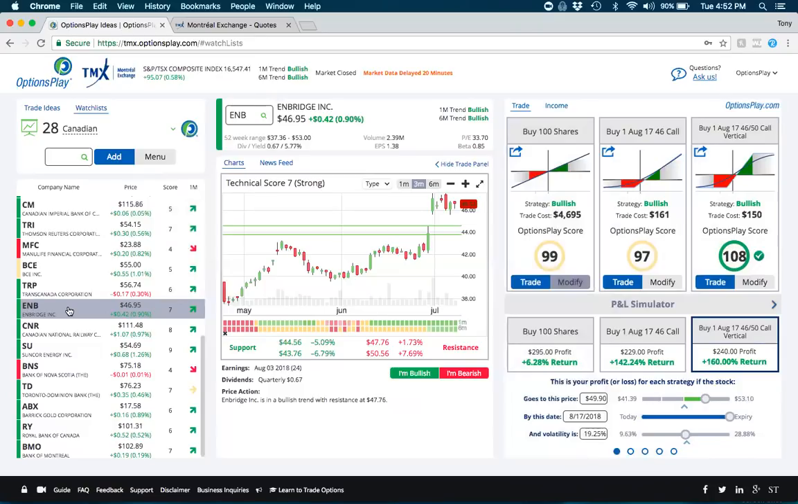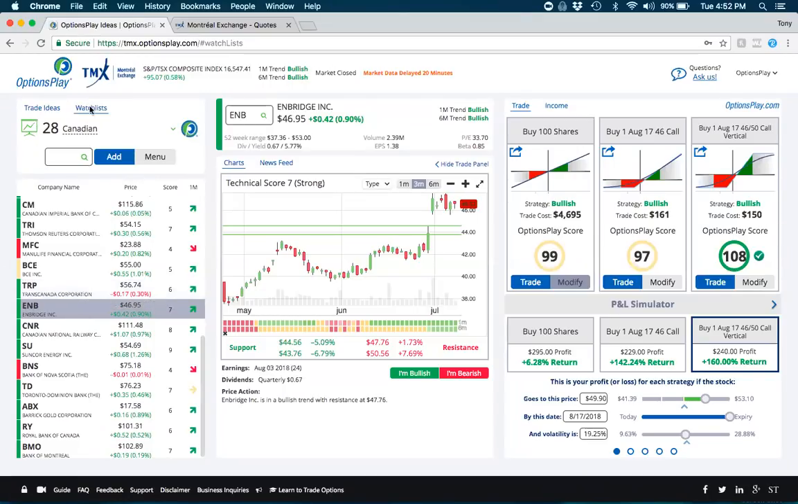So this tool, again, for those of you that are new, welcome. It's a free tool available to you through the TMX. You can sign up at tmx.optionsplay.com. I'll include the links in the slides after we're done. So if you don't have access to it, please make sure you download the slides and see how to get access to this tool. The tool itself is divided into 3 sections.